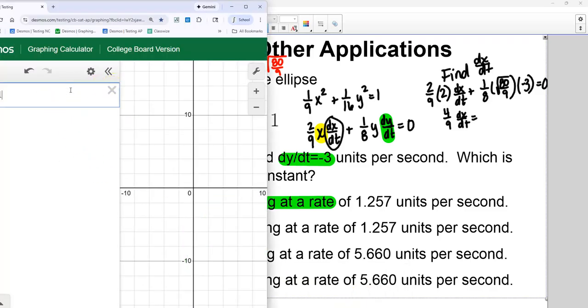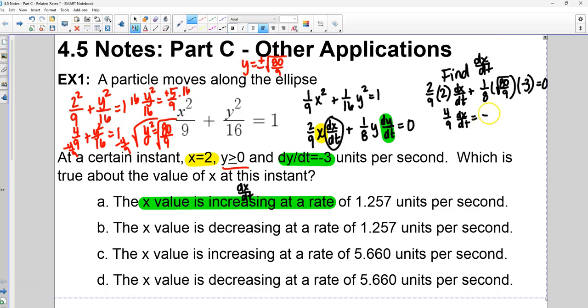So I got 1/8 times the square root of 80 over 9 times negative 3. Make sure you're on the outside of that square root. So I'm getting negative 1.118. Oh, sorry, this was a plus sign, equals 0. So I'm going to move this 1.118 over to the other side. I got 4/9 dx/dt equals positive 1.118.